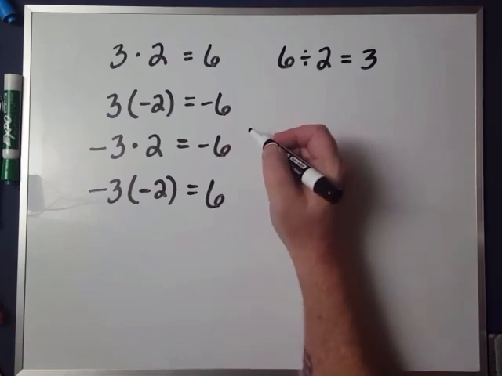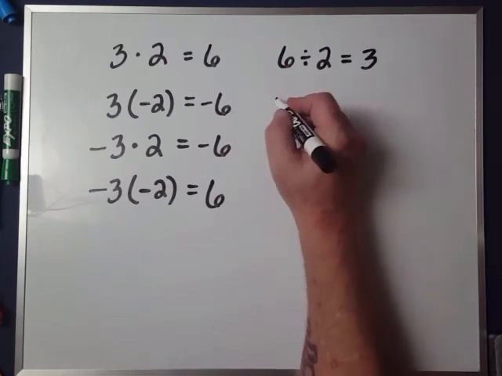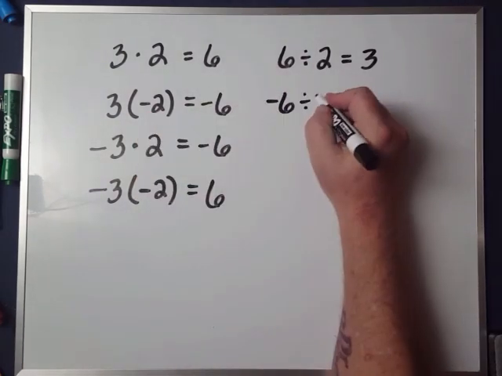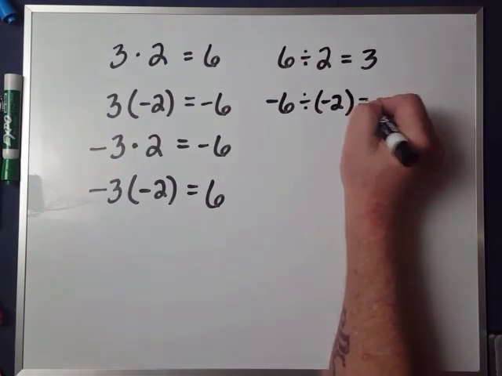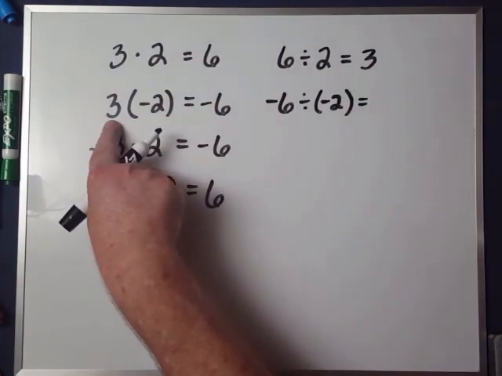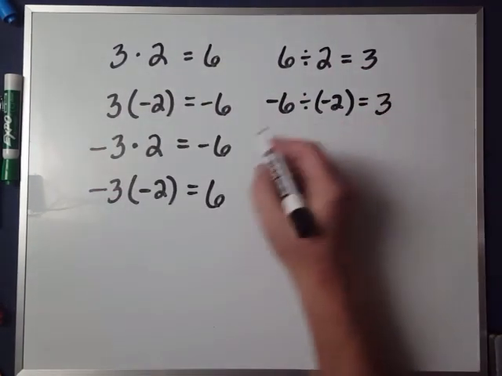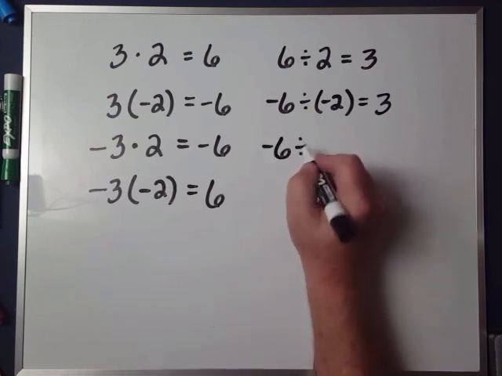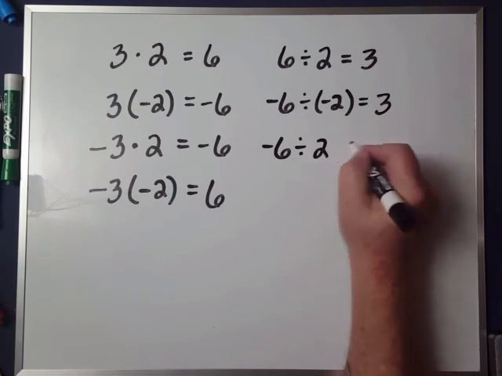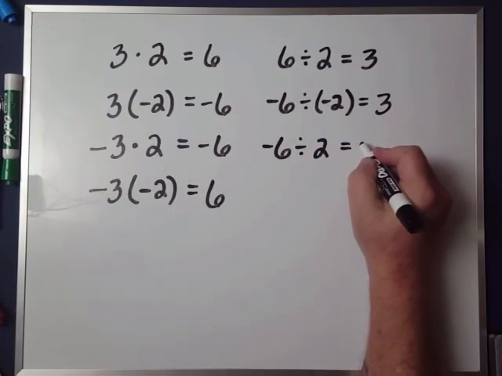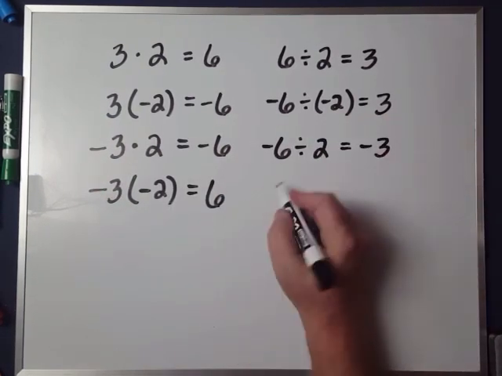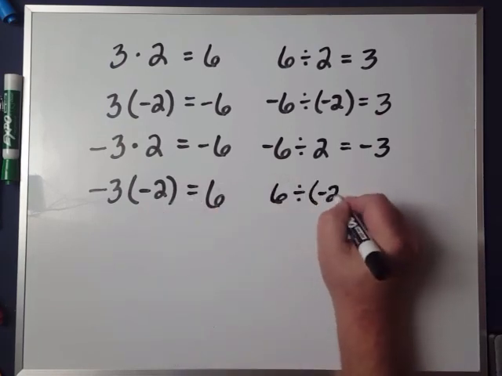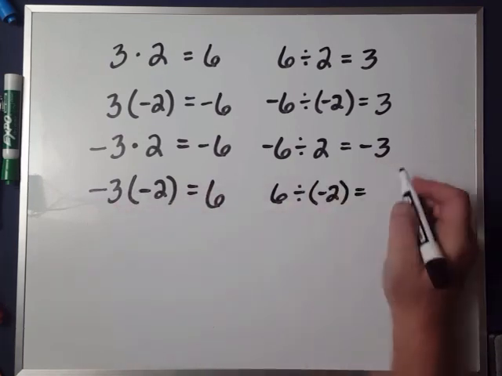A division problem that would represent our second line here, our answer, negative 6 divided by that negative 2, would have to return us what? That positive 3. Reversing this one, negative 6 divided by that positive 2 should give us back negative 3. And finally, 6 divided by negative 2 will give me negative 3.